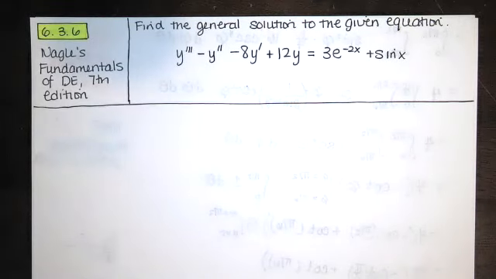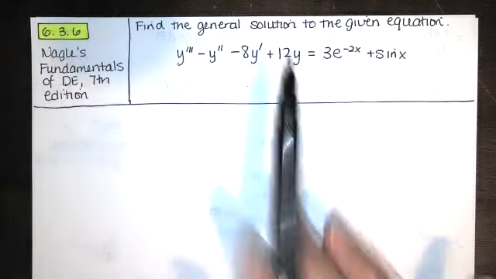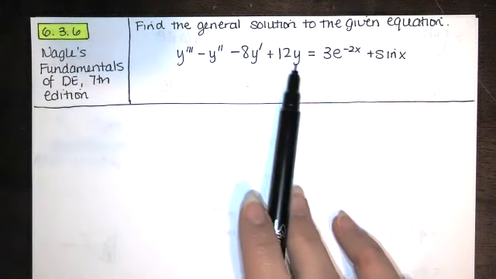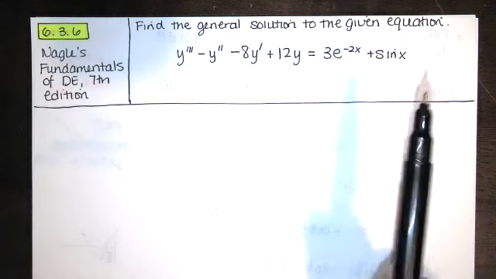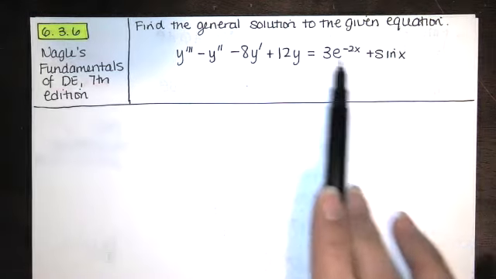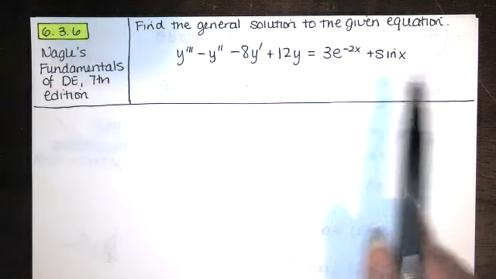In this video, we solve problem 6.3.6 from Nagle's Fundamentals of Differential Equations, 7th edition. We're asked to find the general solution to the given equation. We see that the corresponding homogeneous equation has constant coefficients, and that the right-hand side, after all the y's are moved to one side and the functions of the independent variable only are moved to the other, is non-zero.